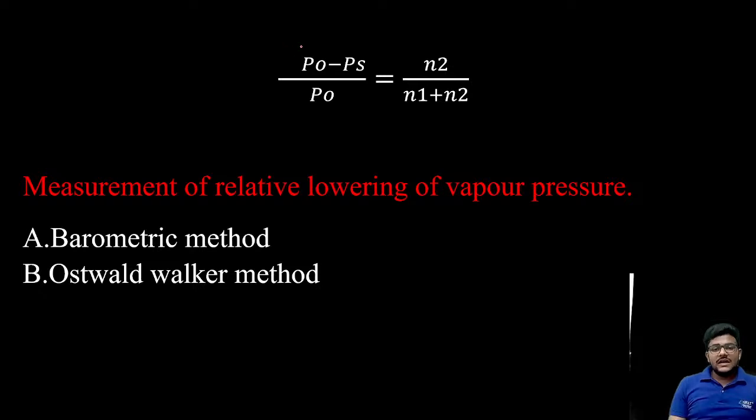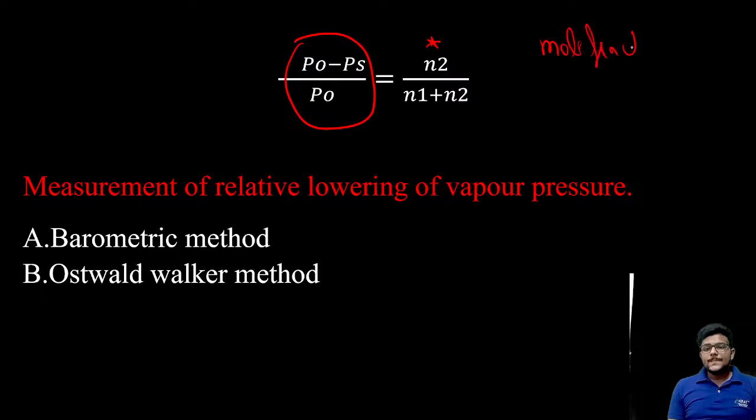As this is the relative lowering in vapor pressure, P naught is our initial pressure and Ps is the pressure after the addition of the non-volatile solute. Now for mole fraction, suppose we have a solution containing A plus B, that is solute as well as solvent, and we have to calculate the number of moles of A. The number of moles of A is the given weight of A divided by its molecular weight. Similarly, the moles of B is the weight in grams of B divided by its molecular weight.